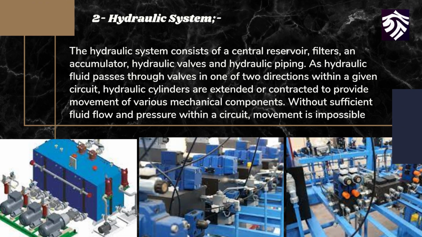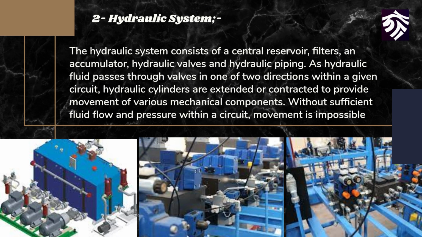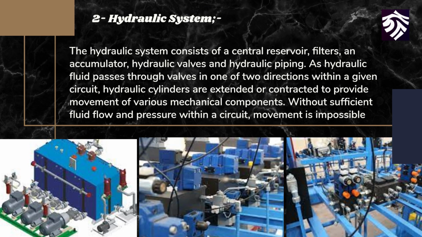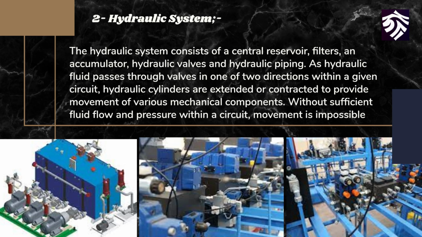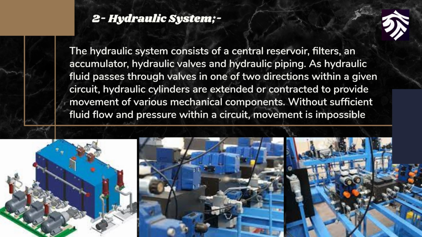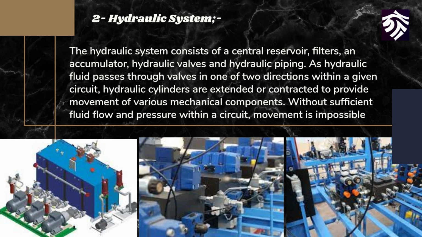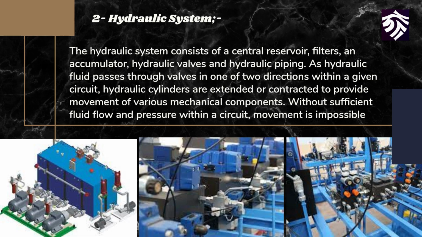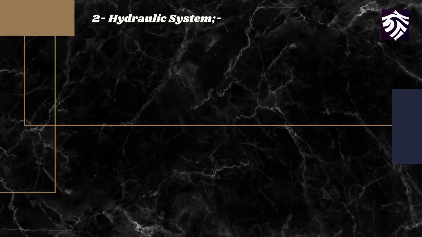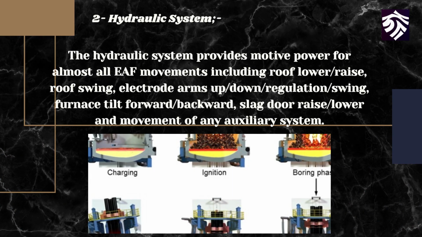Hydraulic system. The hydraulic system consists of a central reservoir, filters, an accumulator, hydraulic valves and hydraulic piping. As hydraulic fluid passes through valves in one of two directions, within a given circuit, hydraulic cylinders are extended or contracted to provide movement of various mechanical components. Without sufficient fluid flow and pressure, within a circuit, movement is impossible.